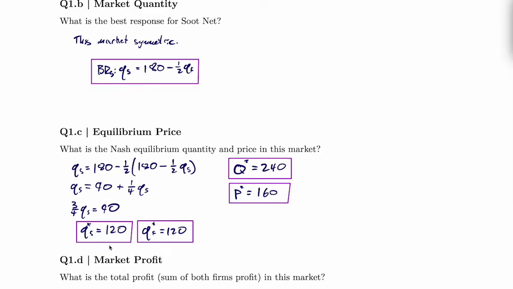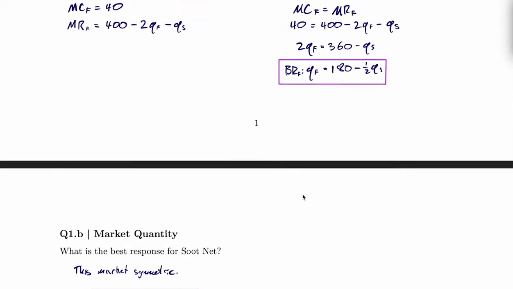Okay, so we have the equilibrium quantity for both firms. We want the market quantity, so we just add them together. So Q star is just 240. We add 120 to 120, and that gives us 240. And then all we do is plug 240 into our demand curve.